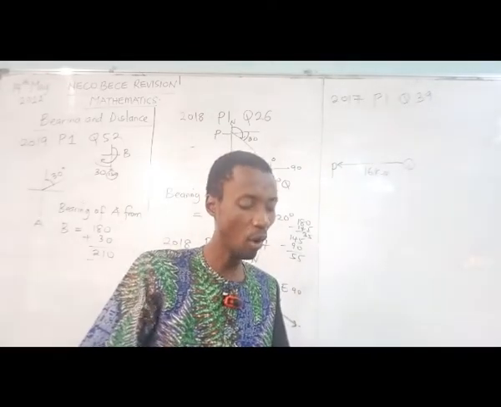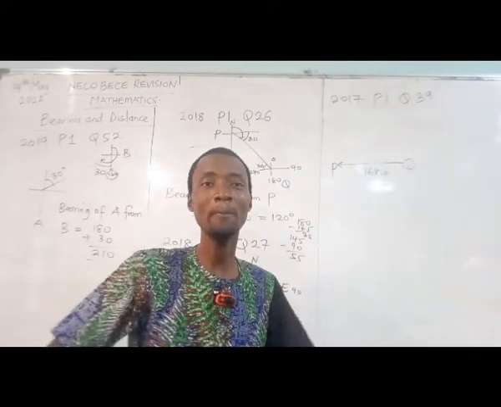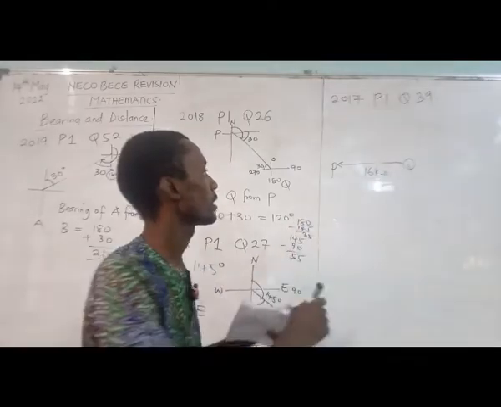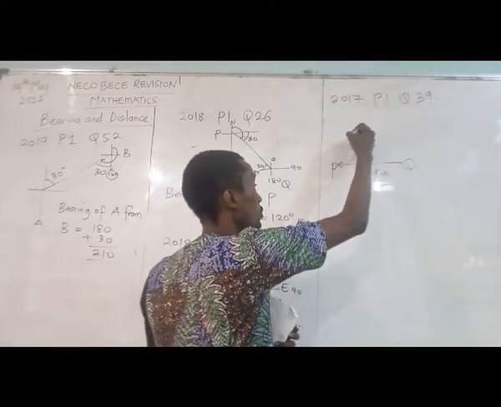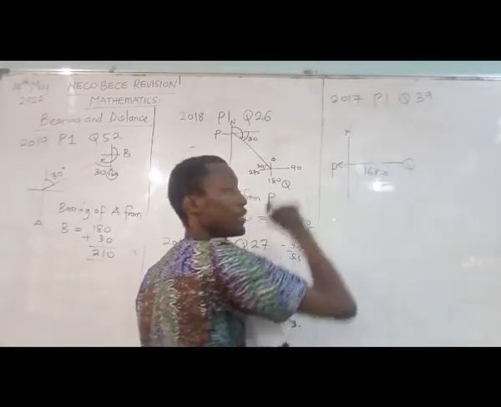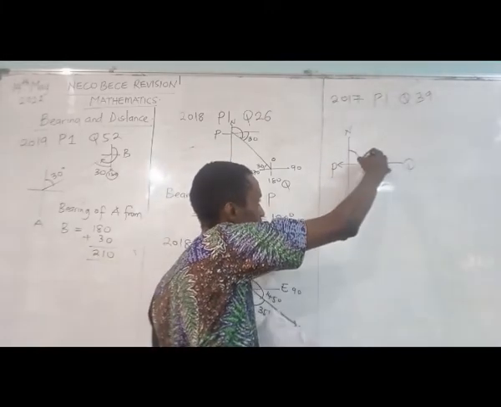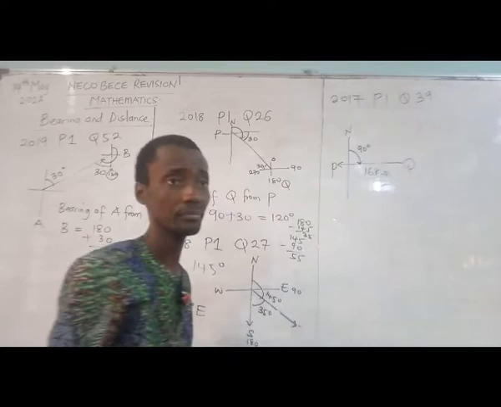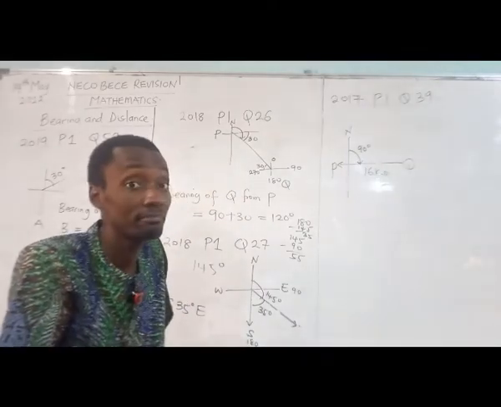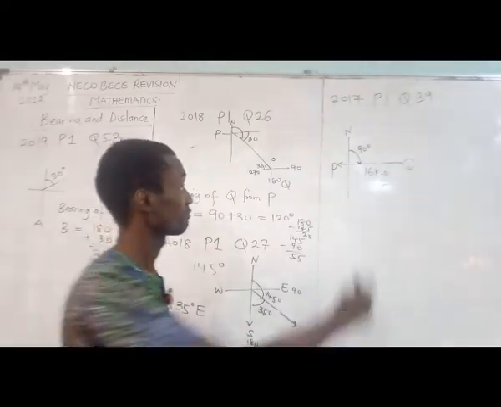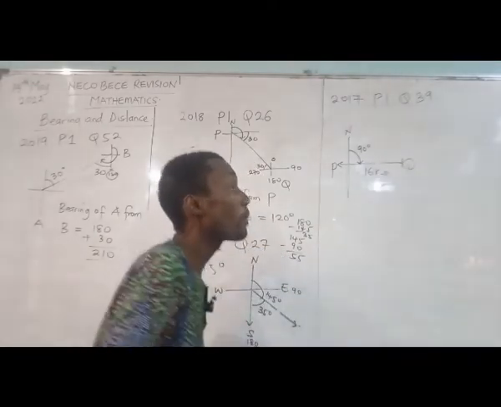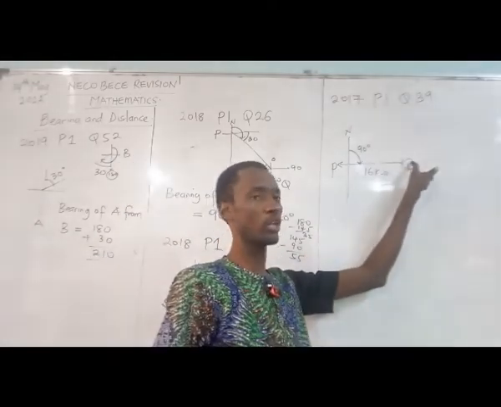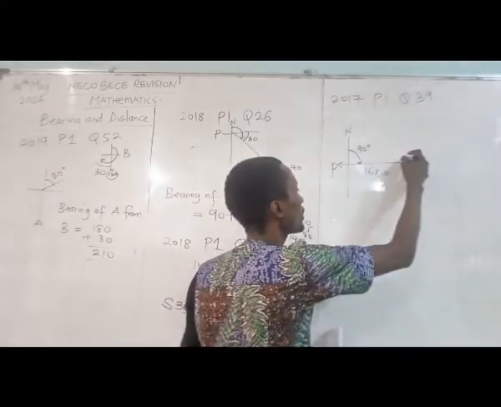What is the bearing of Q from P? Now look at this. All they want you to do is to drop your north position on P and read this way. And that answer is 90 degrees. School P is due west of Q. That means the reference point is on Q.